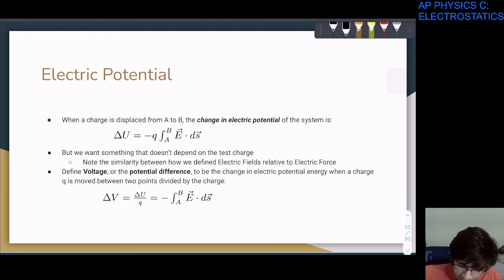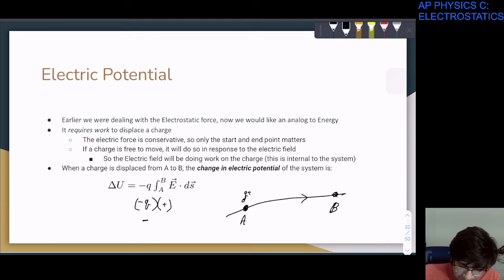Now, there's a problem here. When we were looking at this, it was all dependent on this test charge again. So just like in electric fields, we wanted to get rid of the dependency on the particle that we added in. The same thing in this case. So we don't want the dependency on q.